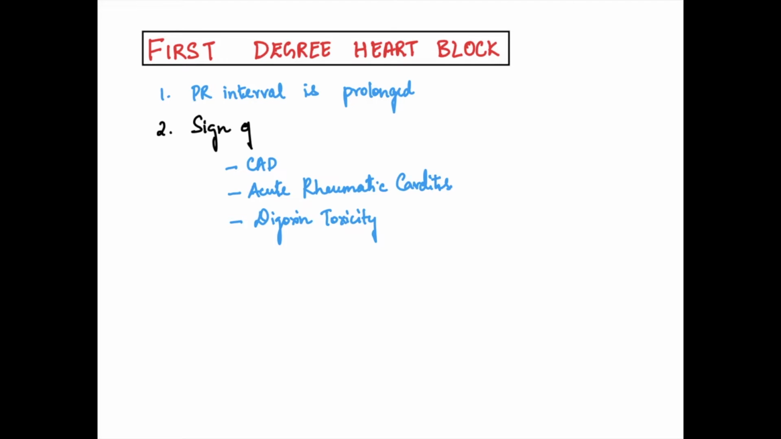Digoxin is a cardiac glycoside. And fourthly, it is electrolyte imbalances, such as potassium, sodium, and bicarbonate. So basically, first degree heart block is an indicator for any heart disease. Whenever you see a first degree heart block, it's an indicator for any heart disease. Just remember that.